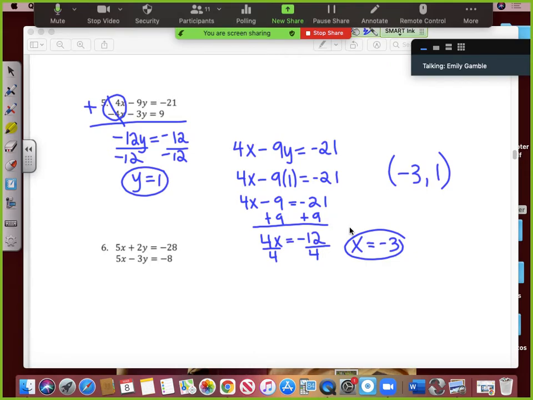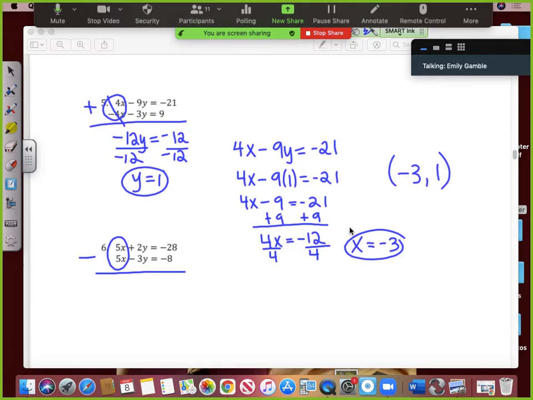I could verify that by replacing in those numbers for x and y, and then move on to the next one. The next one is different since, looking at the x's and y's, you need to cancel them out. And looking at 5x plus 2y equals negative 28 and 5x minus 3y equals negative 8, I know that since the x terms are the exact same, the only way you can cancel them out is by subtracting the equations. So what we will do is take the top equation and subtract the bottom equation.